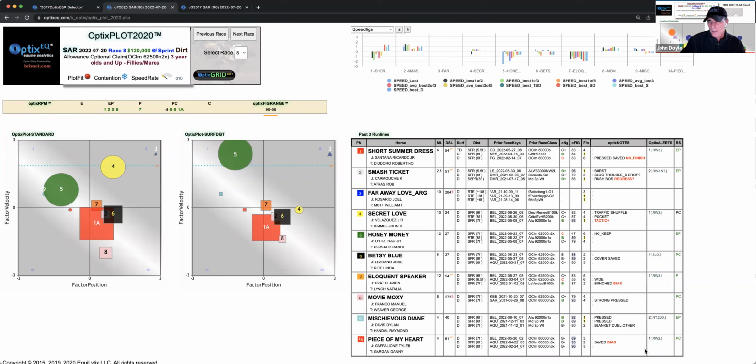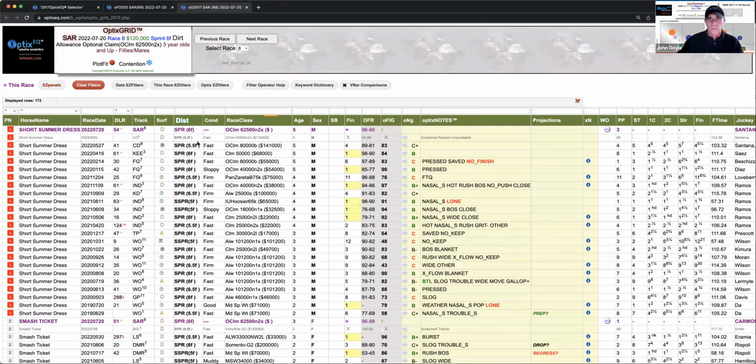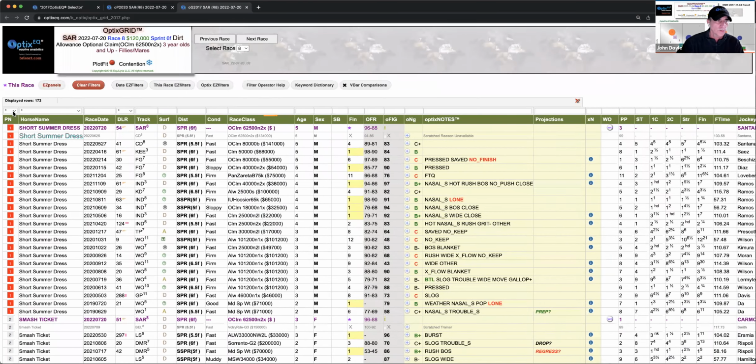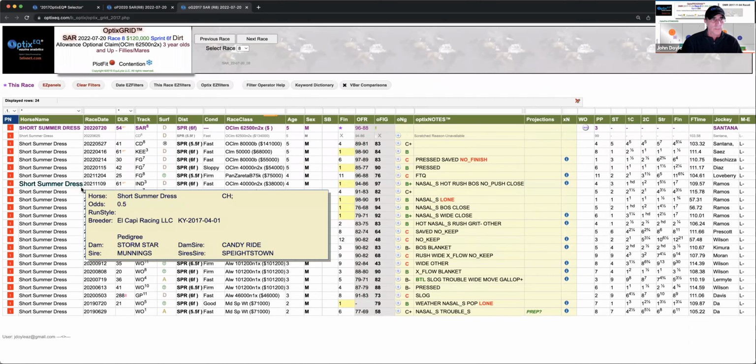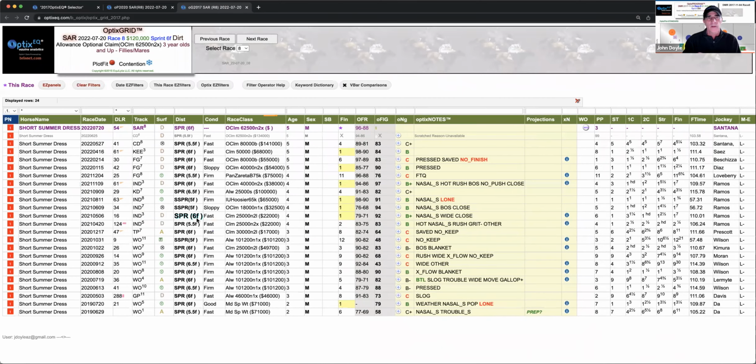All right. So let's go to the grid. That's the other product we have, and that's really our interactive past performance. I'm going to look at the number 1 horse, start off with that horse, Short Summer Dress. This is the one that was hovering over quadrant 1.